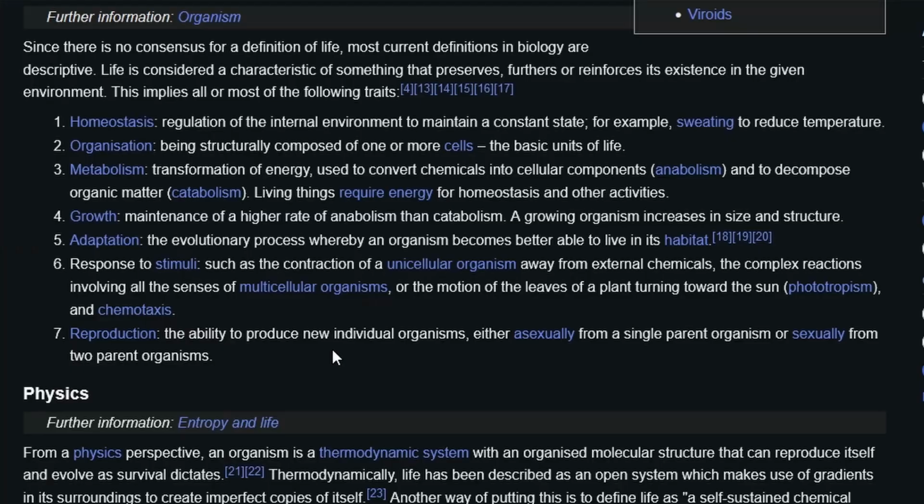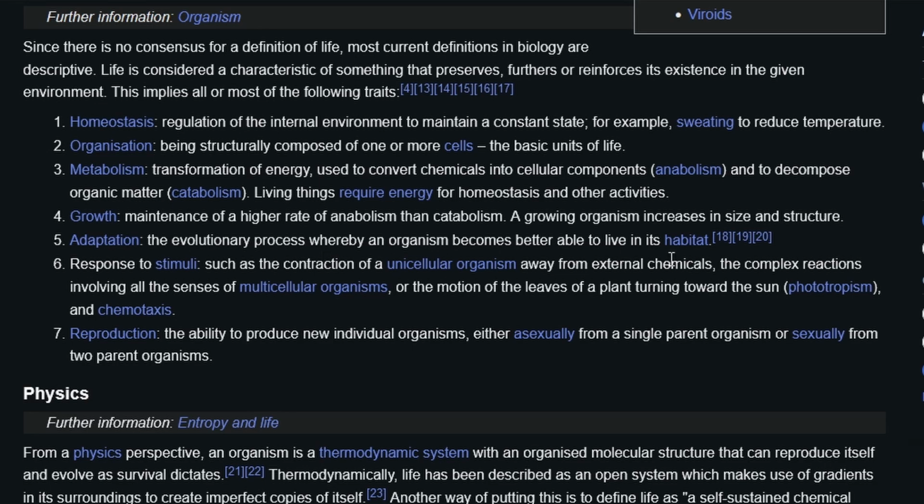on it anyway. Something is generally considered to be alive when it has most or all of these characteristics. There are 7 of them, so we'll go through really quick. The first one is homeostasis, which is regulation of the internal environment. Next is organization, being composed of cells. Then we have metabolism, transforming energy, converting chemicals, and decomposing organic matter. Growth, which is growing in size and structure.